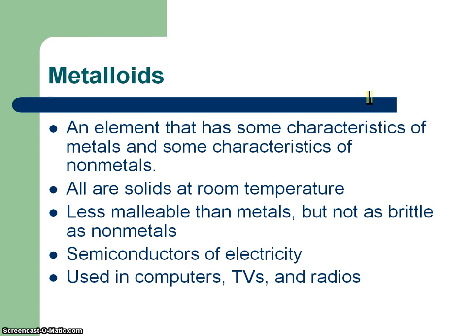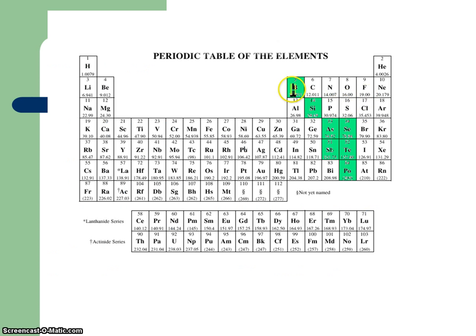Metalloids are elements that have some characteristics of metals and some characteristics of non-metals. It's in between. They all are solids at room temperature. They are less malleable than metals, but not as brittle as non-metals. They're semiconductors of electricity used in computers, TVs, and radios. You can find the metalloids right over here, and there's usually a staircase down the middle of the periodic table right there, and these are the metalloids.